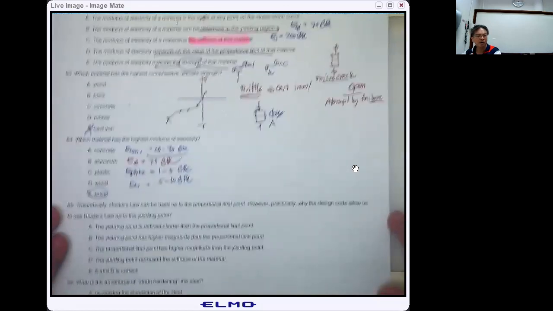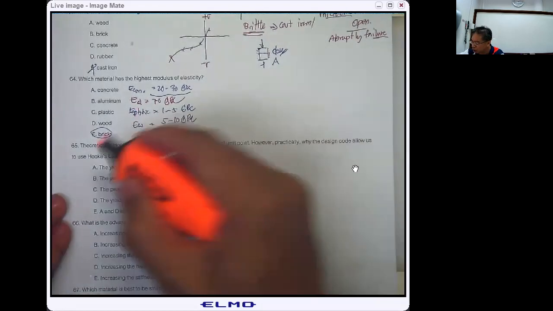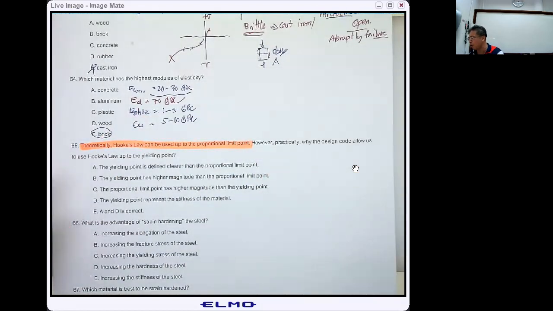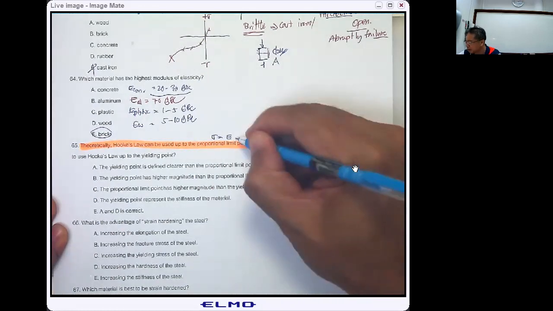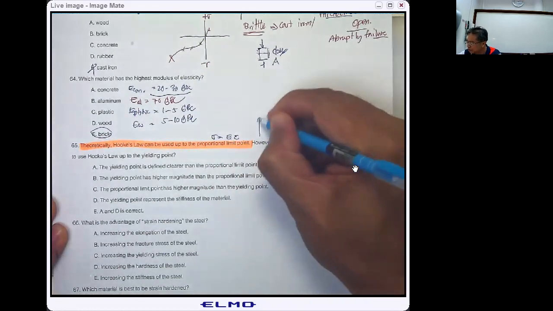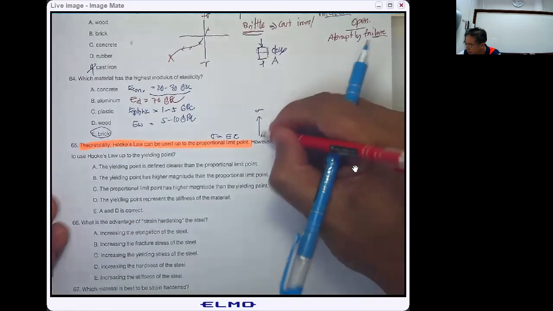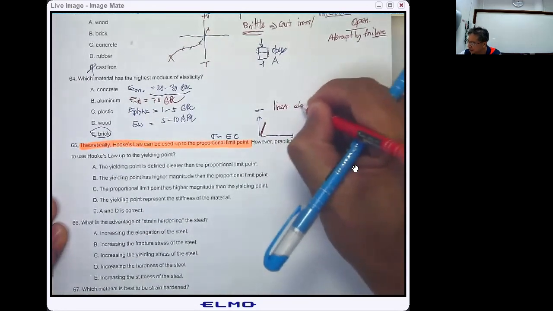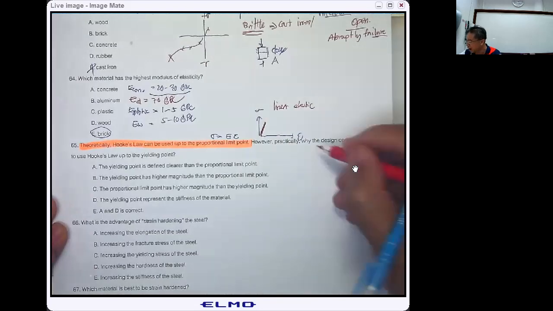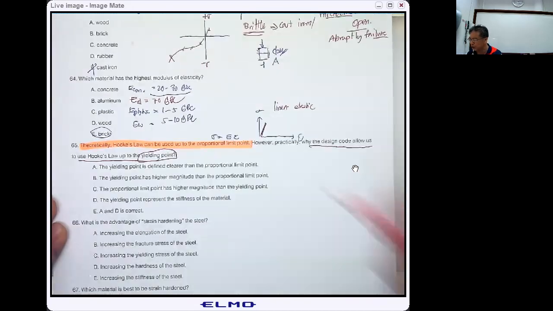And now come to the 65. Theoretically, Hooke's law can be used only up to the proportional limit. Why? Because Hooke's law says stress equals the modulus of elasticity times the strain. That means it's going to be what? The slope in this linear elastic region. Why does the design code allow us to use Hooke's law up to the yielding point?